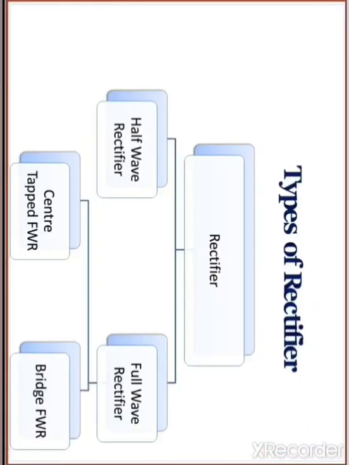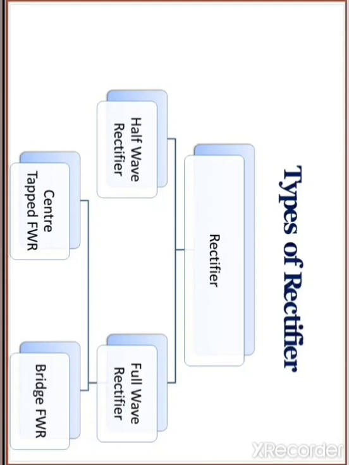Now, types of rectifiers. Mainly there are two types, half wave rectifier and full wave rectifier. Under the full wave rectifier there are again two types, center tap full wave rectifier and bridge full wave rectifier. Now the very first, I start with the half wave rectifier. How does it work? What is the diagram for a half wave rectifier?